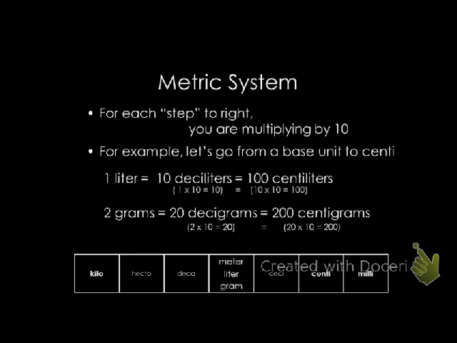If we move again to centiliters, since we're moving to the right, we multiply the amount of deciliters, which was 10, by another 10 to represent the number of centiliters. So 1 liter was 10 deciliters, and then 10 deciliters times 10 would represent 100 centiliters. Or if we wanted to use grams, let's imagine we had 2 grams. To get to centigrams, we would first multiply by 10 to get to decigrams. 2 times 10 is 20 decigrams. Then we would multiply again by 10, which would produce 200 centigrams.